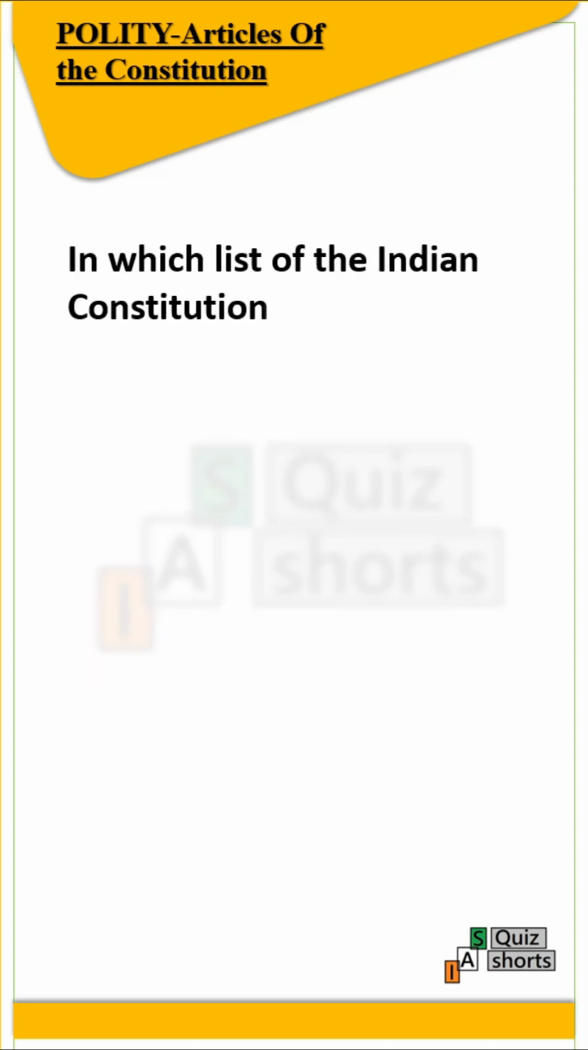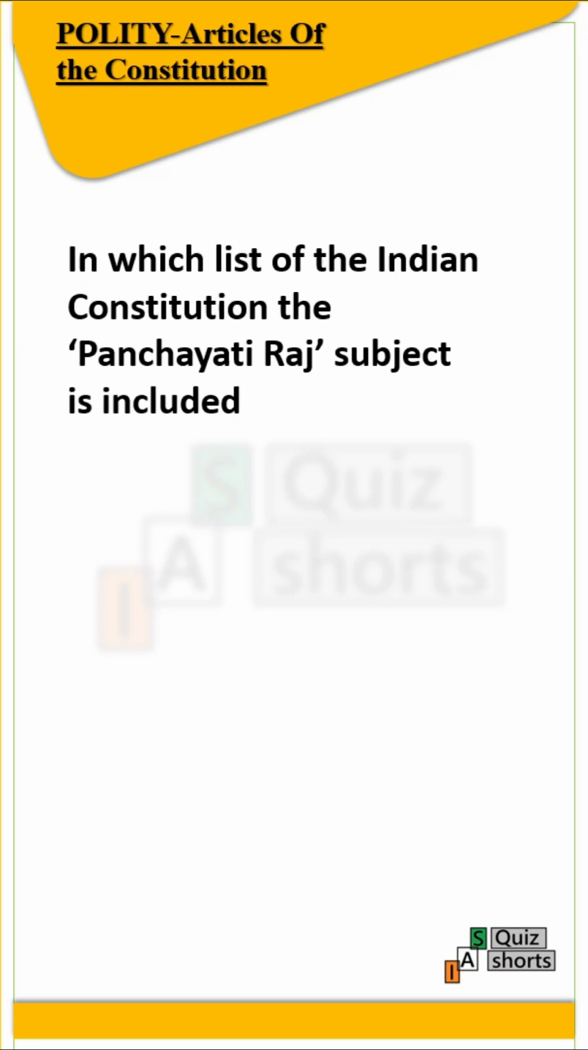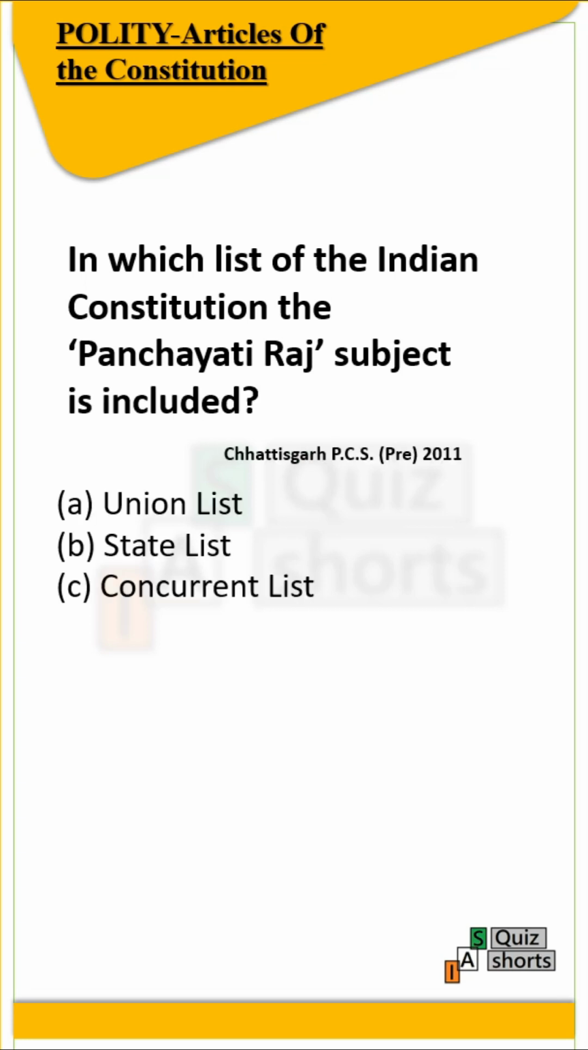In which list of the Indian Constitution the Panchayati Raj subject is included? A. Union list, B. State list, C. Concurrent list, D. Residuary list. Answer is option B. State list.